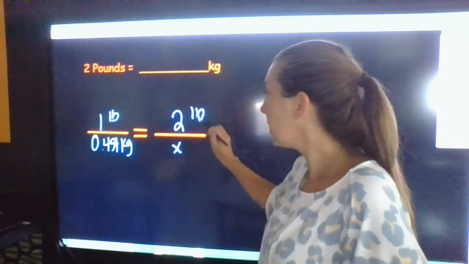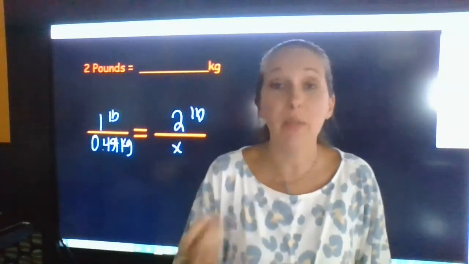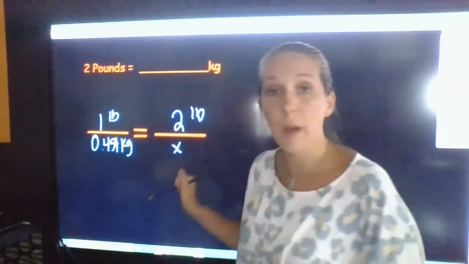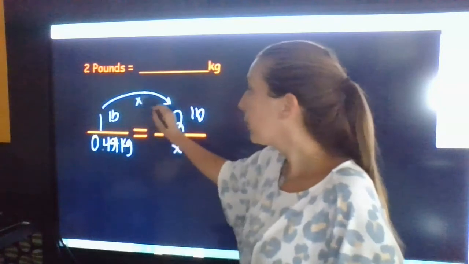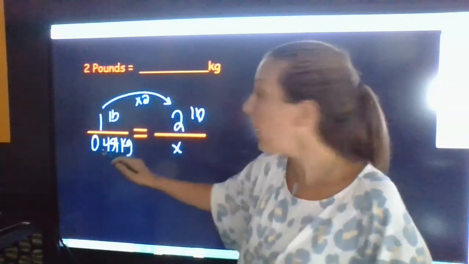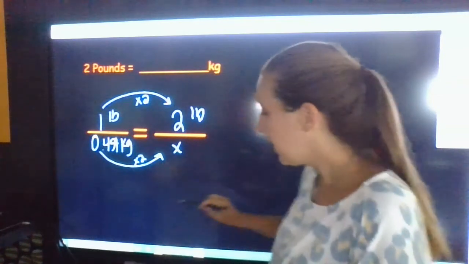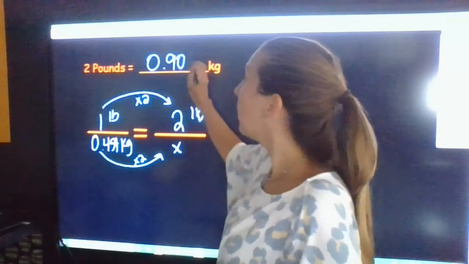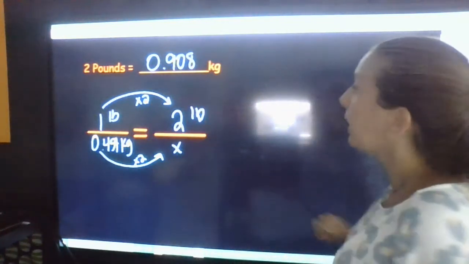So I'm going to put an X here because we do not know what that variable is. We do not know what it represents yet. So we could crisscross multiply to figure this out, or we could say 1 times 2, which in this case would be the easiest way to go, and then do 0.454 times 2, and that's going to give us about 0.908 kilograms. So almost a whole kilogram, but not yet.